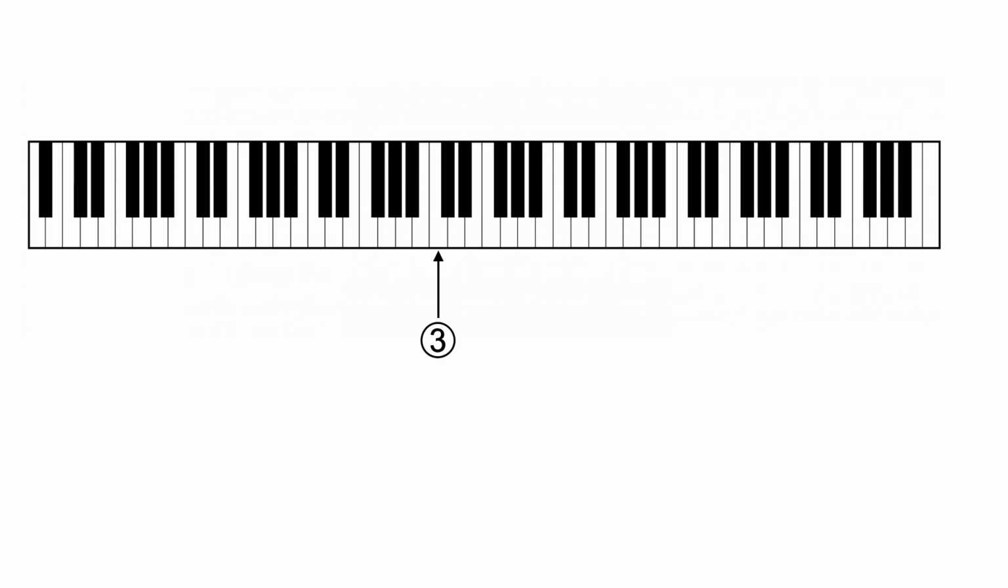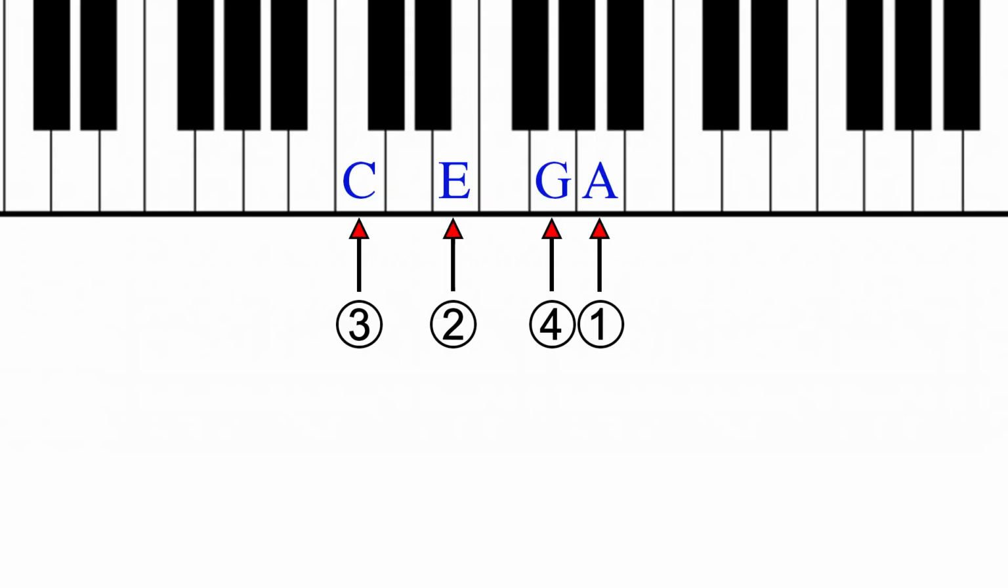Take a look at this 88 key keyboard. The keys furthest to the left are lowest in pitch, and as you go left to right, they progressively get higher. The 3 with the circle, representing string number 3, is showing you where that third string C sits on the typical piano keyboard. Let's zoom in.